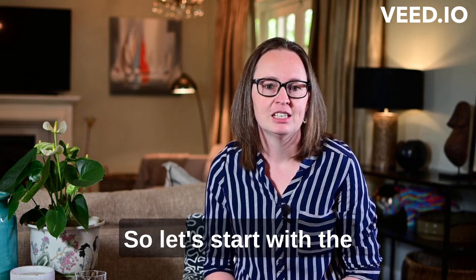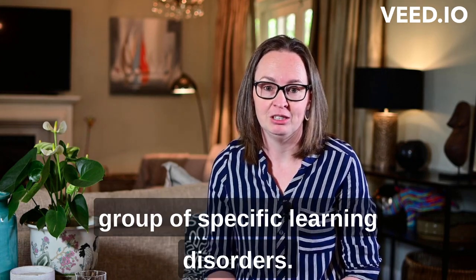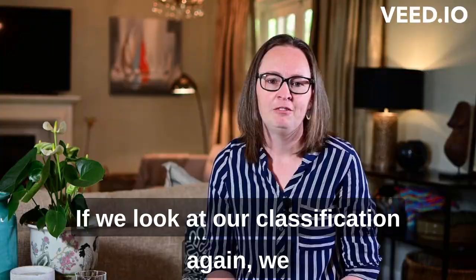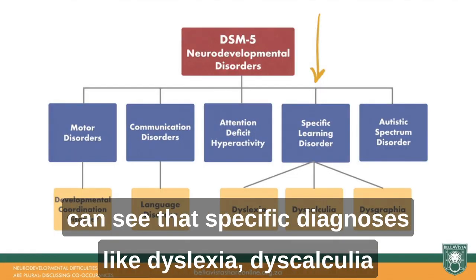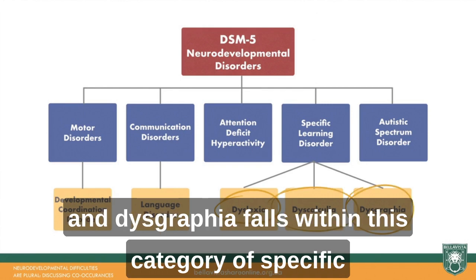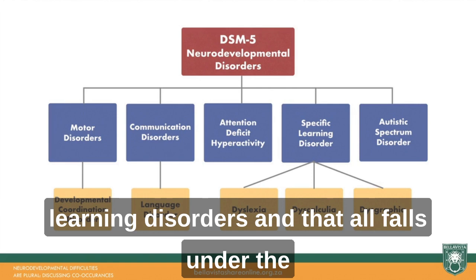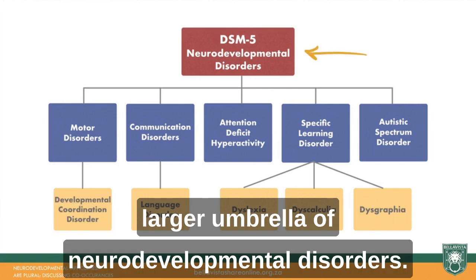So let's start with the group of specific learning disorders. If we look at our classification again, we can see that specific diagnoses like dyslexia, dyscalculia, and dysgraphia fall within this category of specific learning disorders. And that all falls under the larger umbrella of neurodevelopmental disorders.